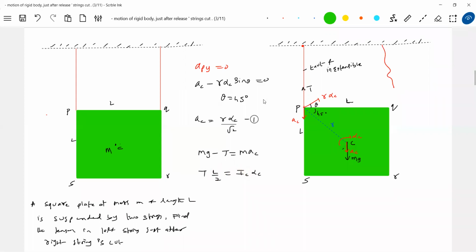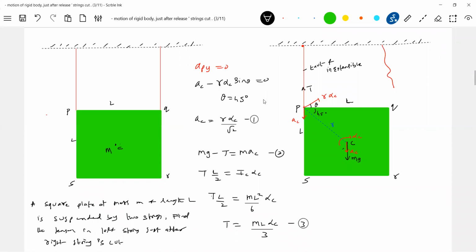What should be the IC? What should be the value of IC? IC should be equal to ML square by 6, the moment of inertia of a square plate about an axis passing through the center and perpendicular to the plane. So this should be equal to m alpha c by 3. This is equation 2. Solving 1, 2, 3, we'll get the required answer.